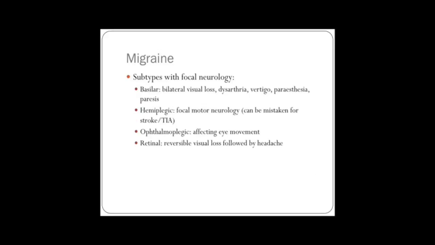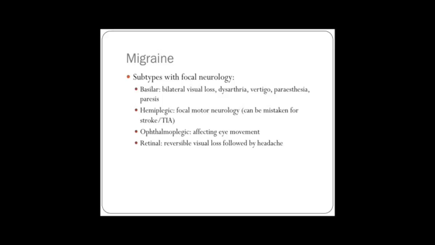Now, I mentioned earlier that you can get these subtypes of migraine which actually have focal neurology, and in a way, these are on a spectrum between migraine and actually vascular cerebral disease, because you get vasospasm in certain areas of the brain, and depending on which part of the brain is affected, that results in the focal neurology. So basilar migraines, which affect the vertebrobasilar circulation, typically result in symptoms like visual disturbance, dysarthria, difficulty speaking, vertigo, paresthesia, and paresis.